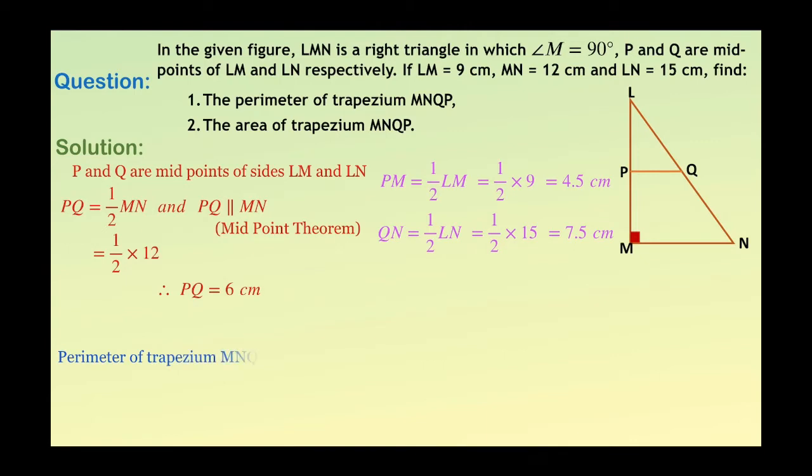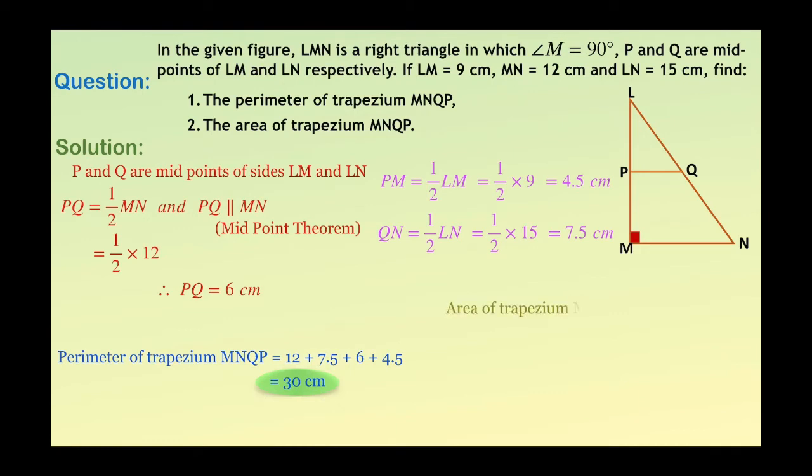Now the perimeter of trapezium MNQP is the sum of all the four sides. That is, MN is 12 centimeter, QN is 7.5 centimeter, PQ we got as 6 centimeter and PM as 4.5 centimeter, and adding these numbers we get the perimeter as 30 centimeter.